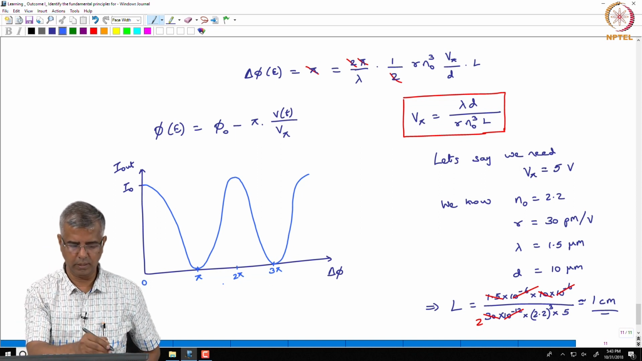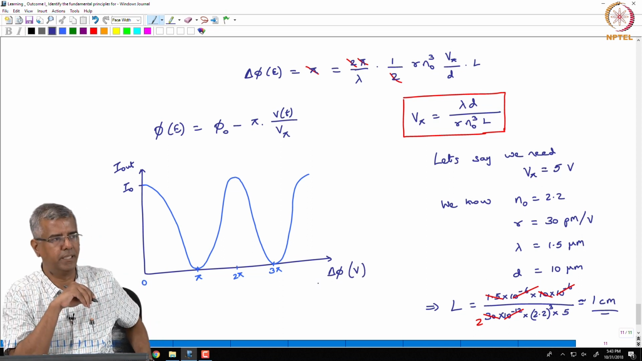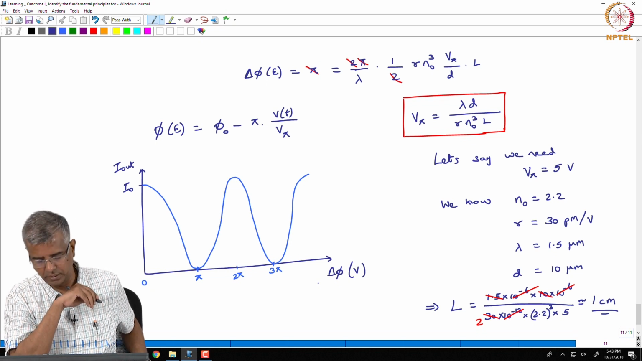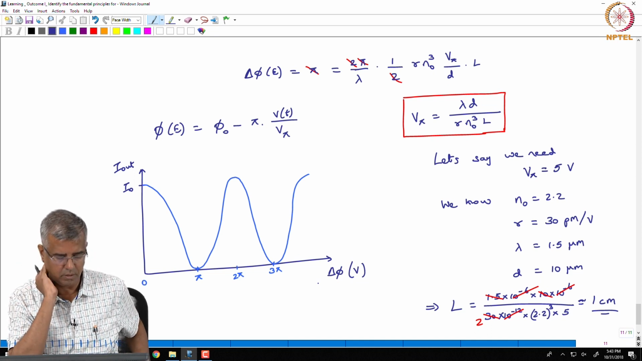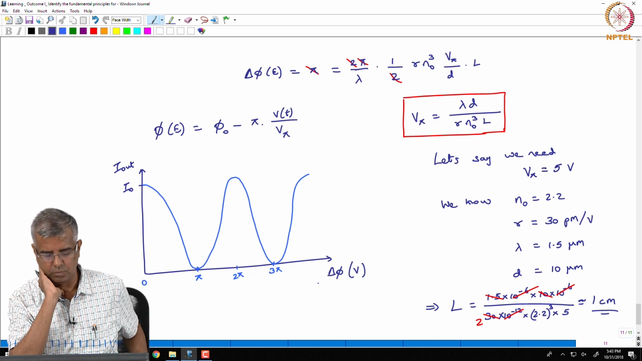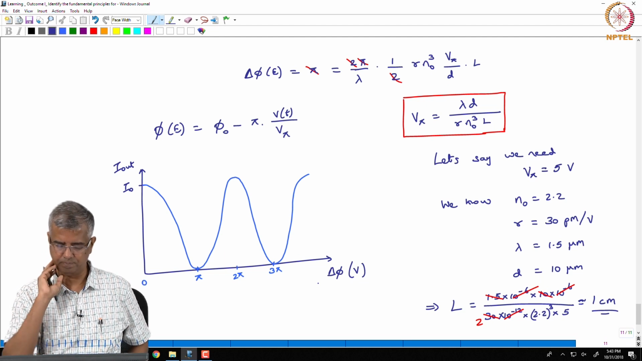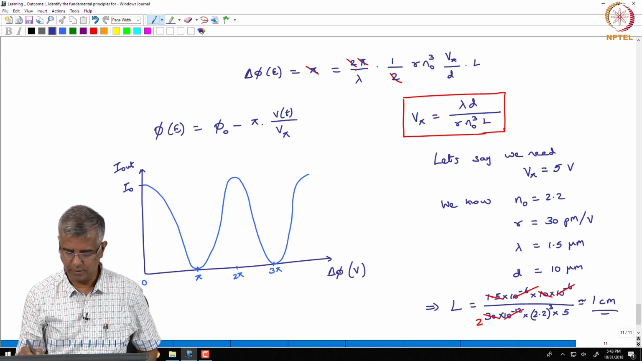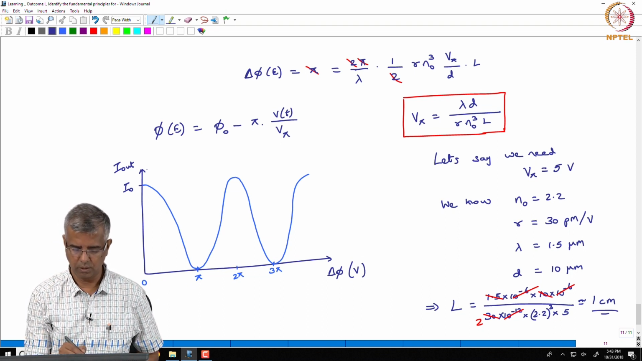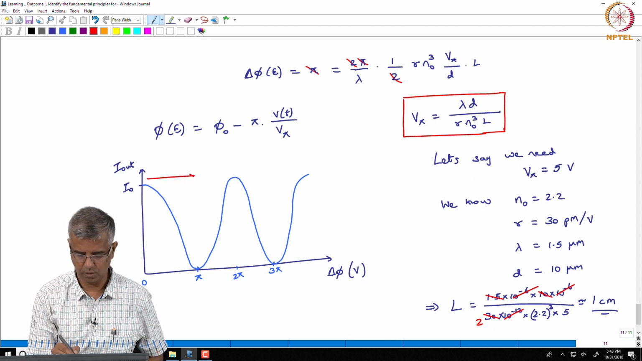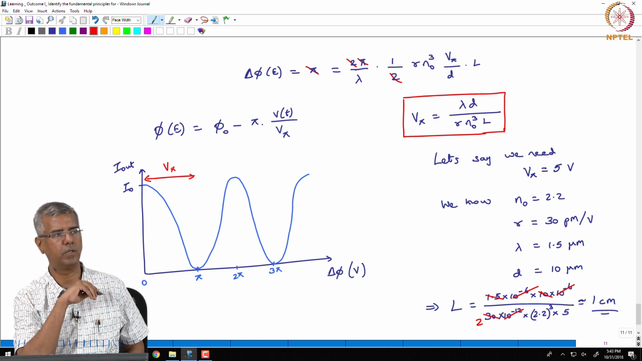So, the key thing is that this delta phi is a function of the voltage that is applied. By changing the voltage you can actually change the output of that modulator. You can make the output go from maximum to minimum, and the corresponding voltage here is what we are calling V pi. So, the voltage corresponding to maximum to minimum is what we are calling V pi.